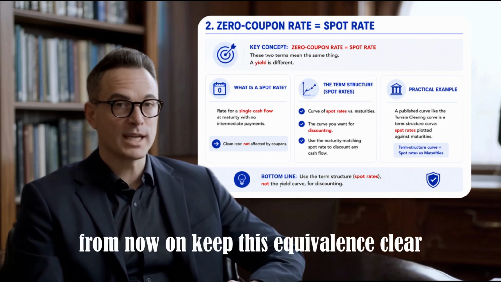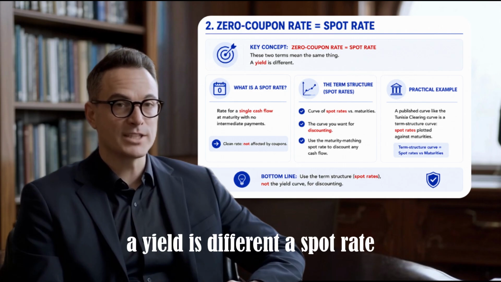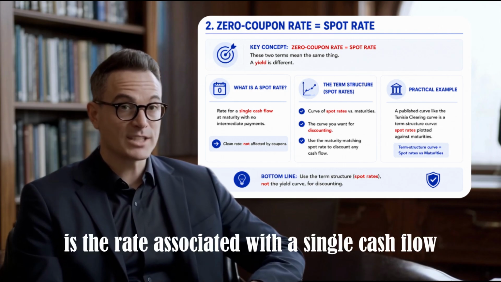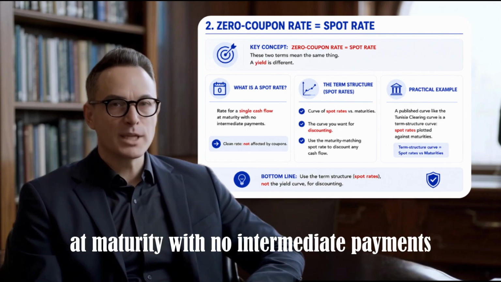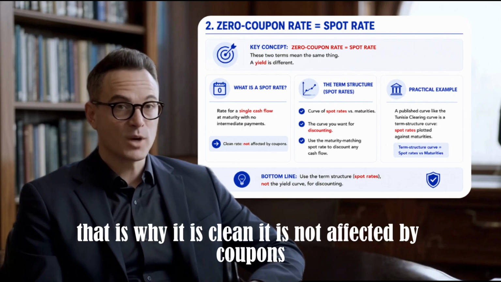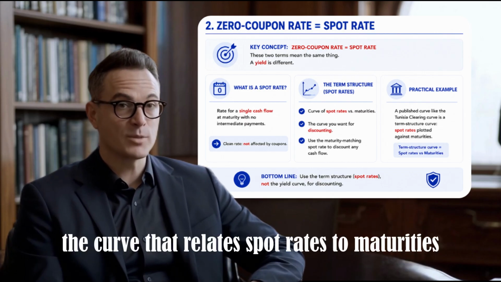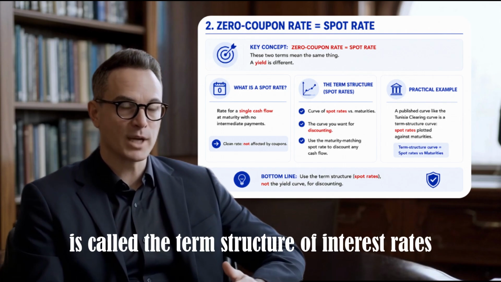From now on, keep this equivalence clear. Spot rate and zero coupon rate mean the same thing. A yield is different. A spot rate is the rate associated with a single cash flow at maturity with no intermediate payments. That is why it is clean. It is not affected by coupons. The curve that relates spot rates to maturities is called the term structure of interest rates.